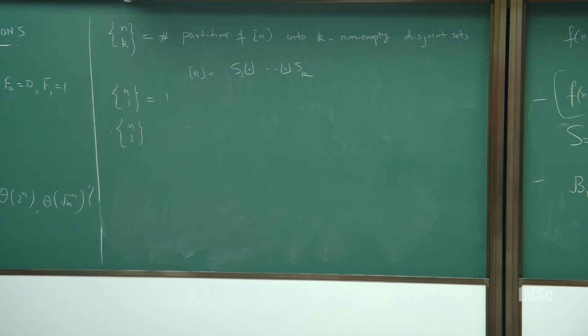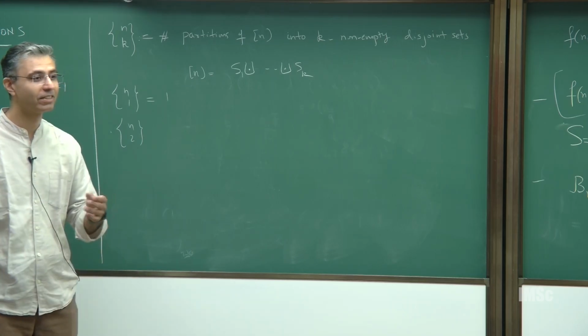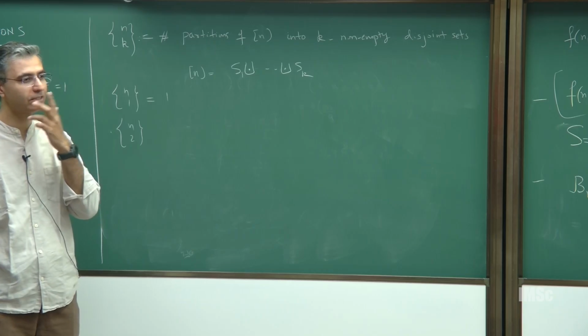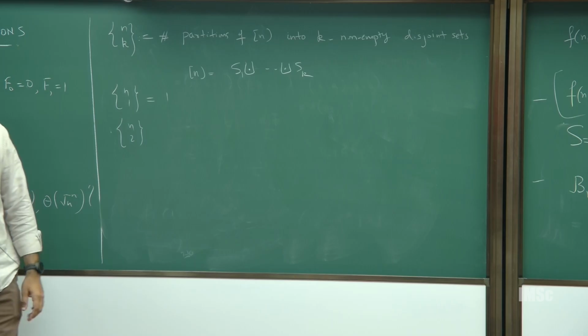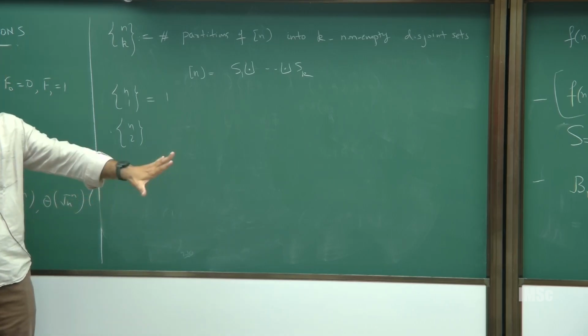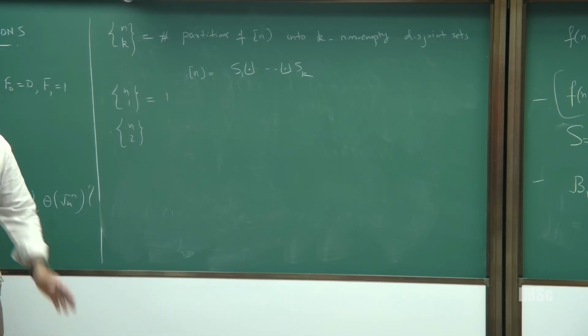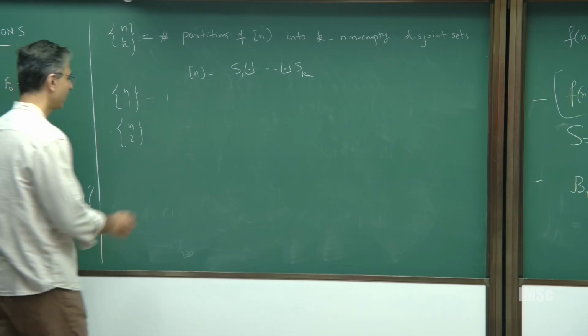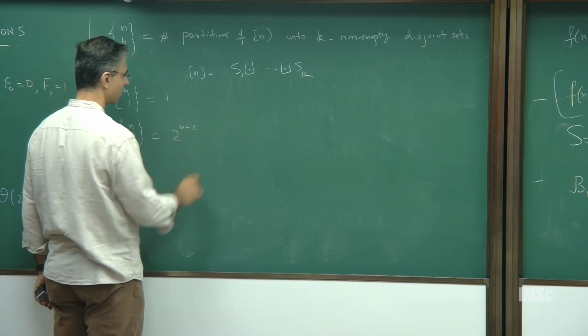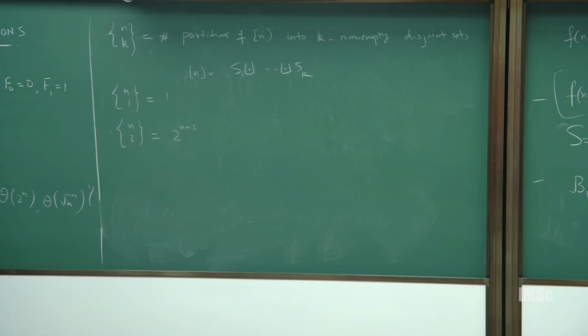Hmm? Sorry, what? That is saying just the size of set 2, no, right? You are not just putting two elements, you are breaking your set into two sets. 2 to the power n minus 2. Okay, why is it 2 to the power n minus 2? First you are putting 2 on 1, the rest has 2 options. Each element chooses which bucket it goes in. Okay, 2 power n.